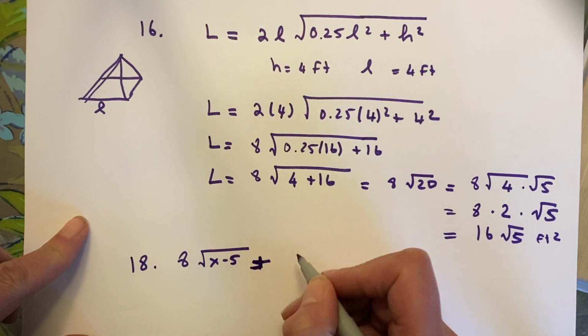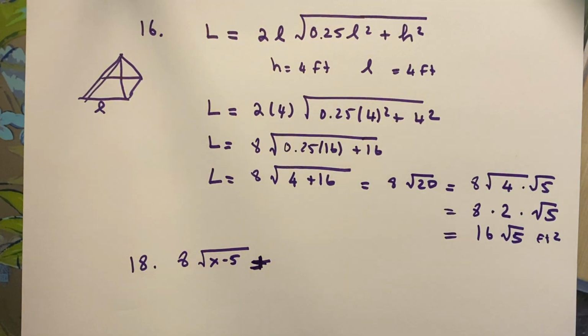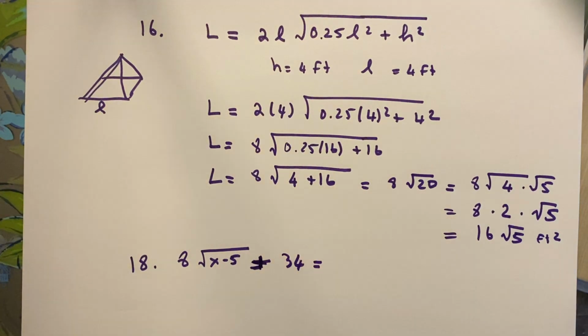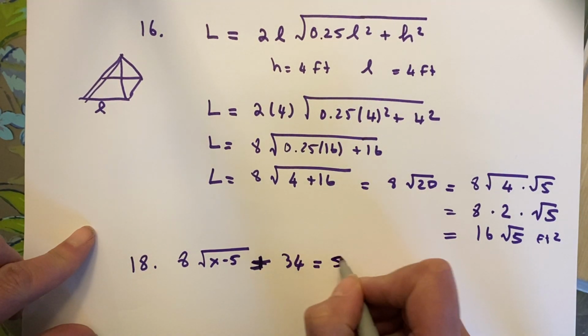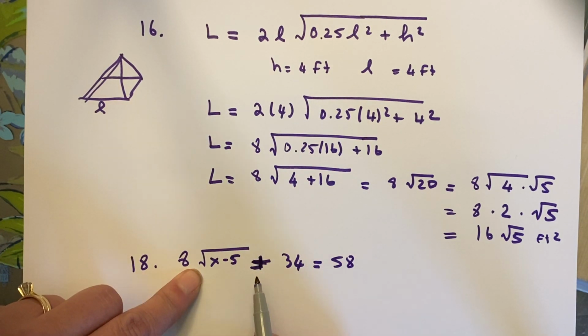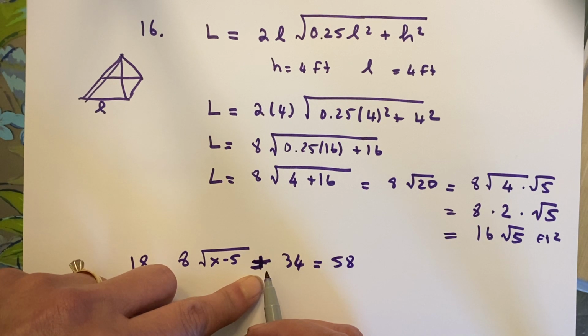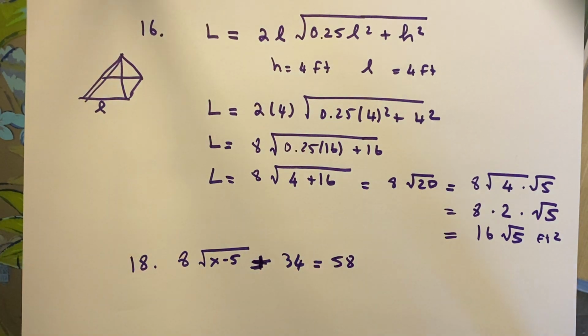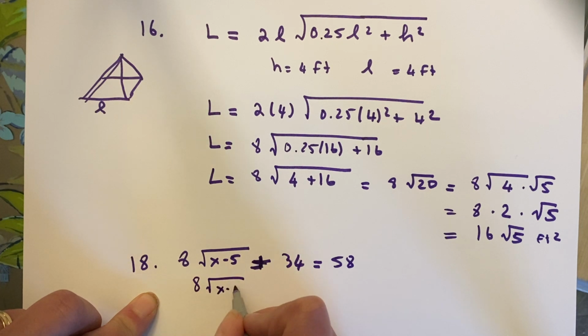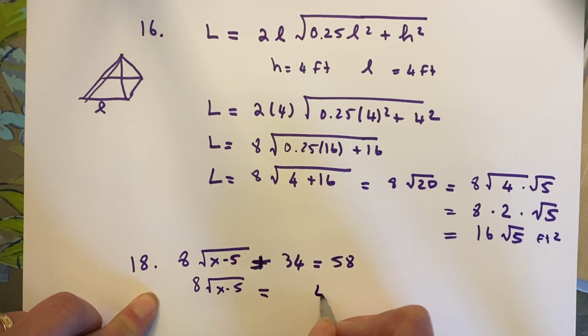Oops, this should be a plus. Sorry for the mistake there. 34 equals 58. All right, to reiterate this problem, 8 square root of x minus 5 plus 34 equals 58. I started to write equal too soon. What is my first step? Well, my first step is to subtract 34 from both sides. 8 square root of x minus 5 equals 24.